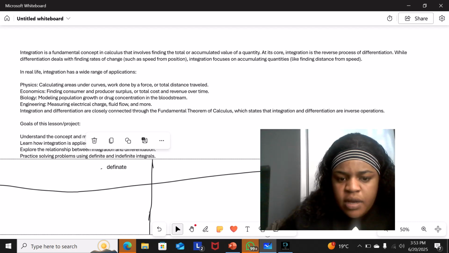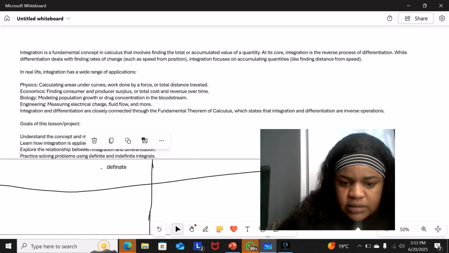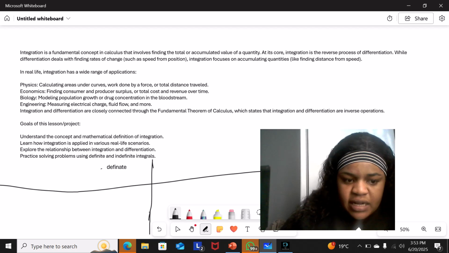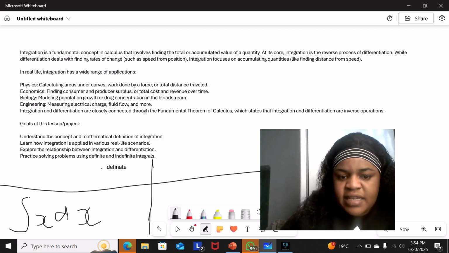let me show you the difference between a definite and an indefinite integral. First one, this is a definite integral, which is the integral of x dx. This is the definite integral. And then we also have an indefinite integral.